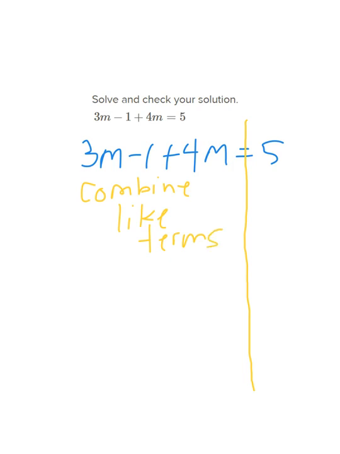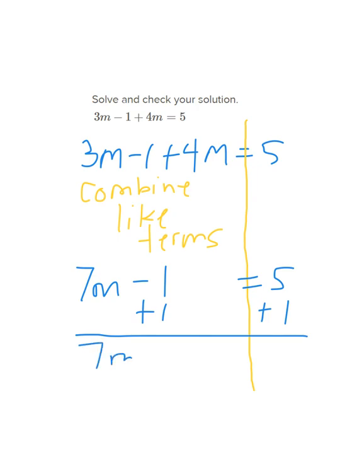So what am I going to get? I'm going to get 3m plus 4m. That's 7m minus 1 equals 5. The opposite of subtracting 1 is to add 1. Now, this is where I use opposites. Do you see how the 1 and the 5 are on opposite sides of the line? Well, I need to use opposite operations to combine them. So I get 7m. This much is 0. 5 plus 1 is 6.